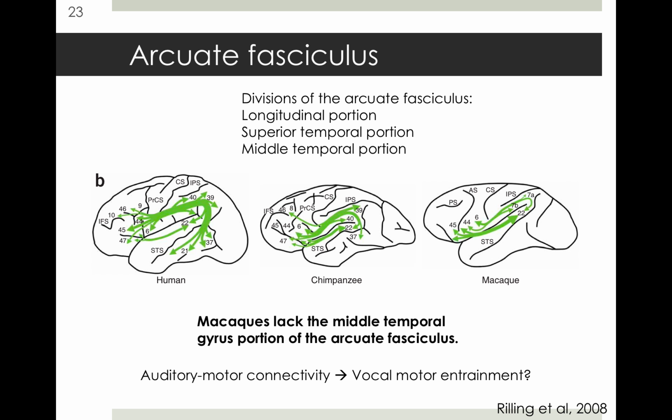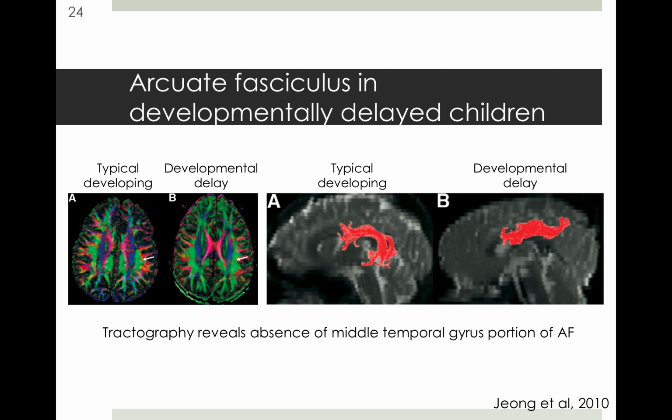Some further evidence for the importance of this arcuate fasciculus in brain development and evolution quite generally comes from people with developmental delay. These are children with general developmental delay, and it turns out they don't have as much of this middle temporal gyrus portion of the arcuate fasciculus. This is a diffusion tensor imaging study looking at images of white matter in the arcuate fasciculus of typically developing children. You can see that the arcuate fasciculus is quite well defined there. In contrast, children with developmental delay still have the longitudinal portion, but it just doesn't go into the middle temporal gyrus.